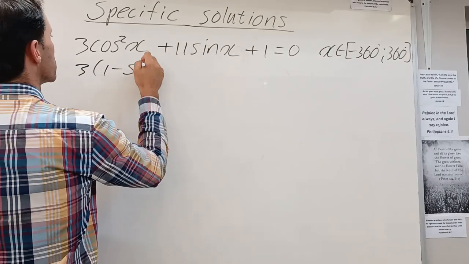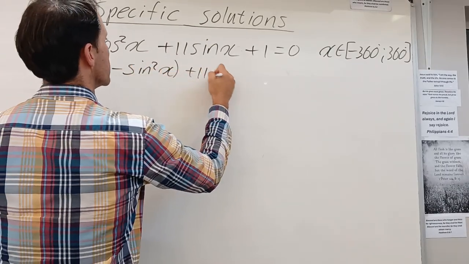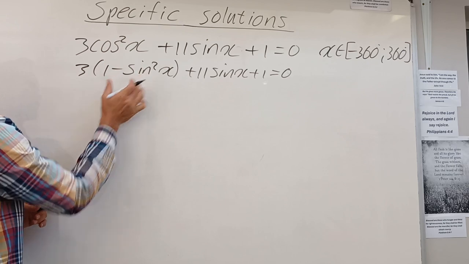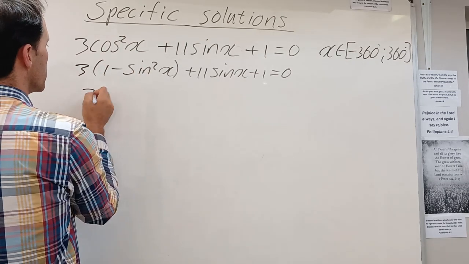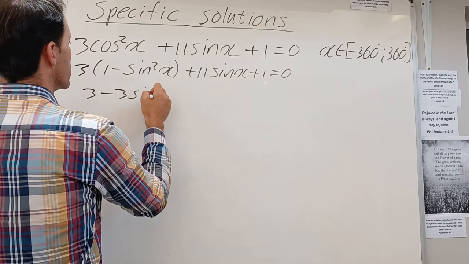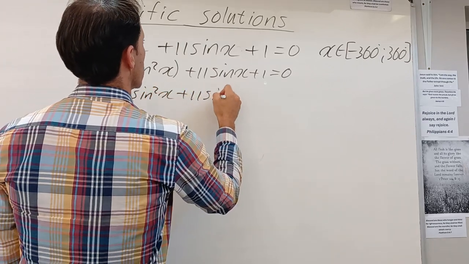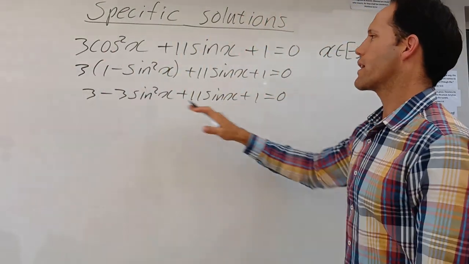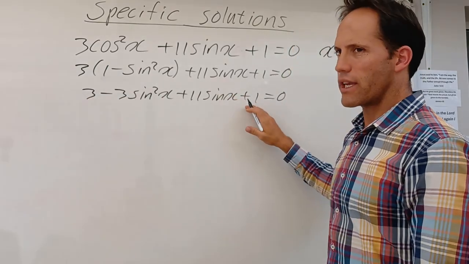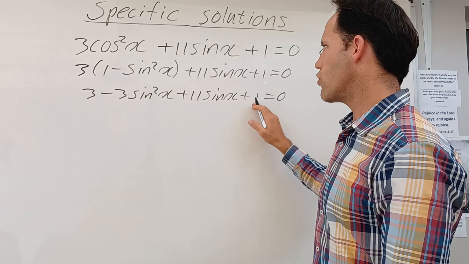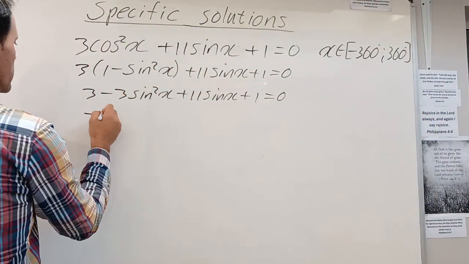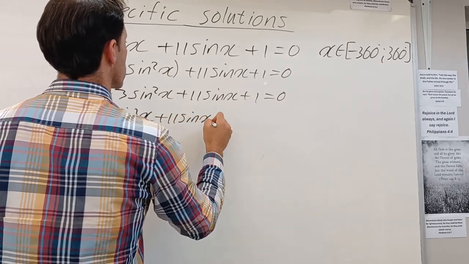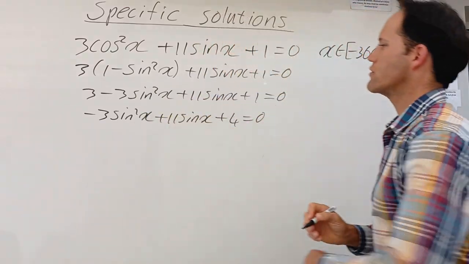Make it 1 minus sine square x plus 11 sine x plus 1 equal to 0. So all we did is we changed the cos square to 1 minus sine square. Then when you multiply it in, you're going to have 3 minus 3 sine square x plus 11 sine x plus 1 equal to 0. Now we can add the 3 and the 1. 3 plus 1 is 4, and you get the negative 3 sine square still here. Negative 3 sine square x plus 11 sine x plus 4 equal to 0.